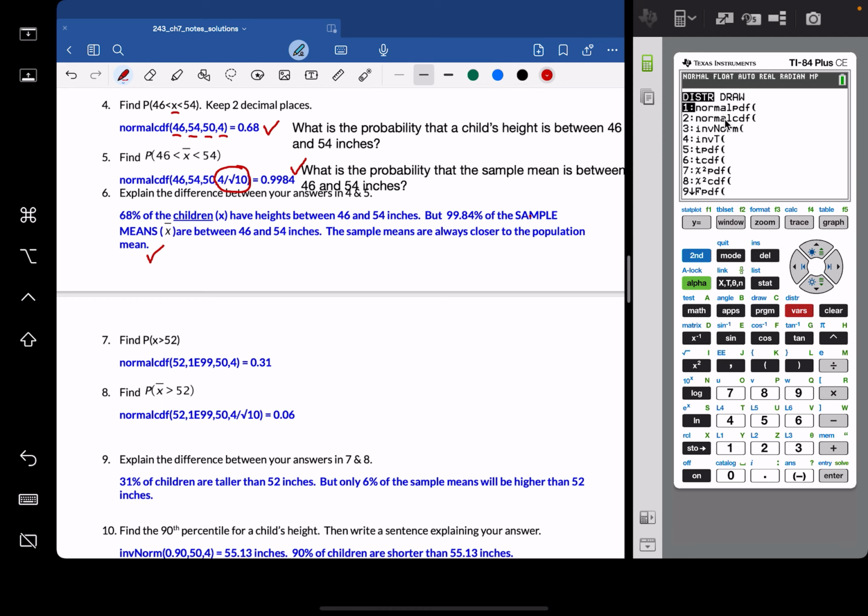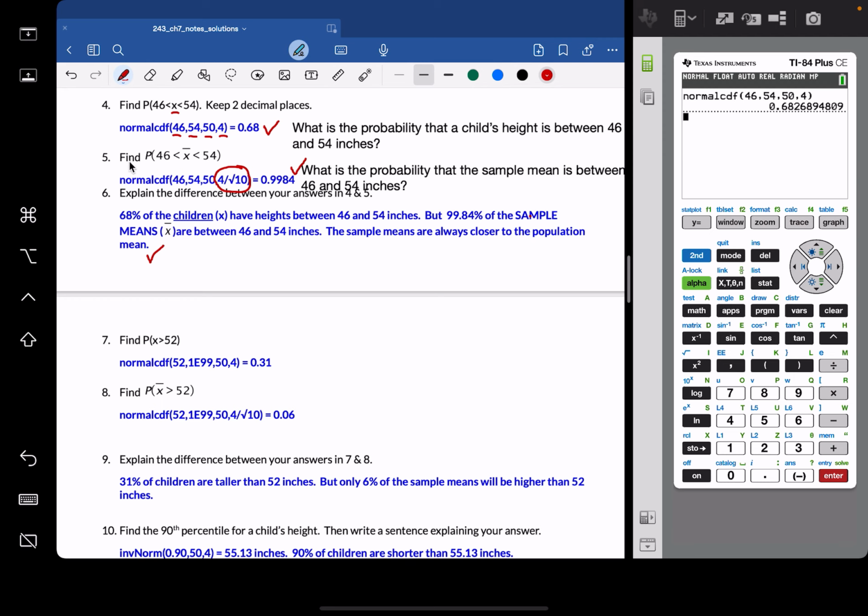We go to normal CDF, enter, and then lower bound 46, enter, upper bound 54, enter, mu is 50, and sigma is 4. And this is going to look a little different on some people's calculators. On my other calculator, I just type it in, normal CDF comes up, and then I put in the 4 values separated by the comma button, and then close parentheses, enter, and that's how we got the 0.68 for question 4.